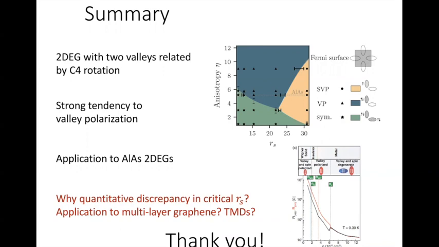There are some open questions. The critical value for rs that we get is still quite a bit too small, 13 compared to 20. And the question is why? I have some ideas. Of course, it's possible that just our variational wave function is not accurate enough, but there are other possibilities. And we'd like to borrow some of these ideas to the more interesting electron gases that we've seen in this conference. So yeah, thank you very much.